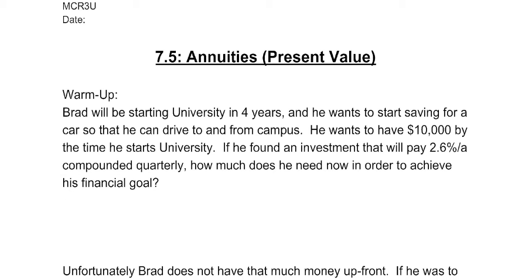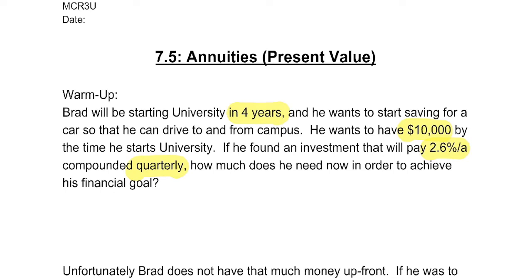Brad will be starting university in 4 years, and he wants to start saving for a car so he can drive around on campus. Here is some important information. It's 4 years. He wants to have $10,000 by the time he starts university. He found an investment that will pay him 2% per annum, compounded quarterly. How much does he need now in order to achieve his financial goal?